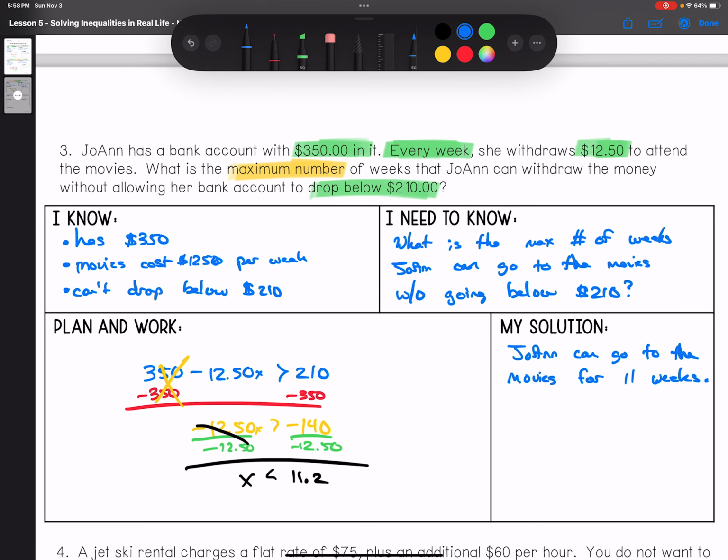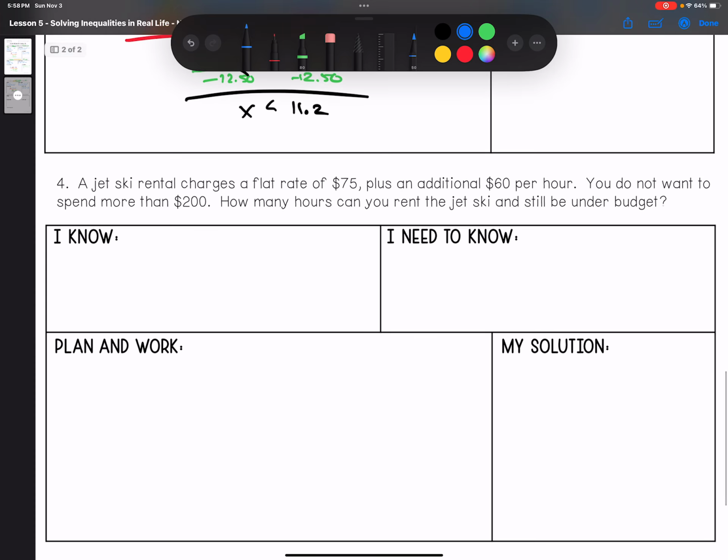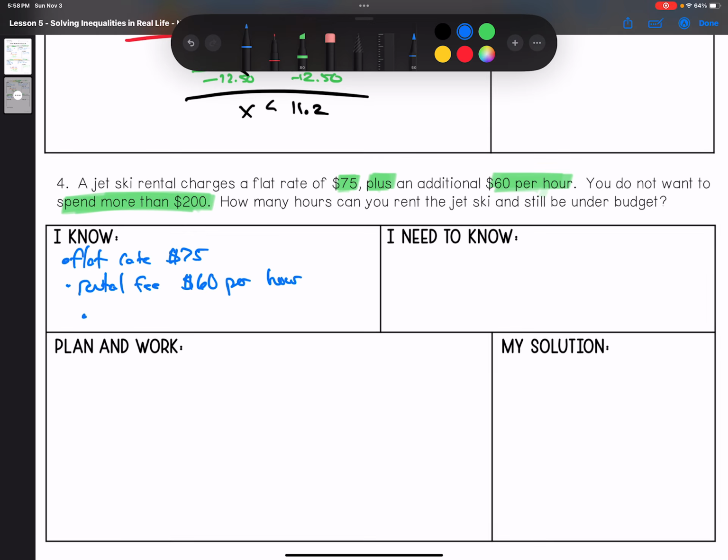Welcome back. Number 4. A jet ski rental charges a flat rate of $75 plus, it's probably key, an additional $60 per hour. You do not want to spend more than 200. How many hours can you rent it without going over? So what do I know? I know that there's a flat rate of $75. I know that there's a rental fee of $60 per hour. And then I know that I can't spend, I have a max of $200. That's all I got in my pocket.